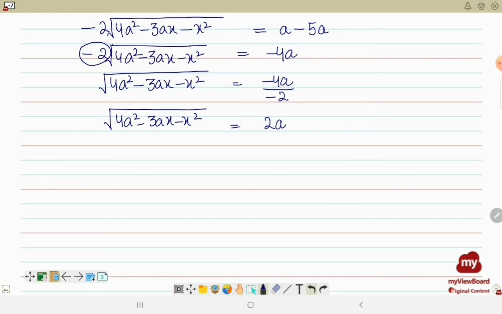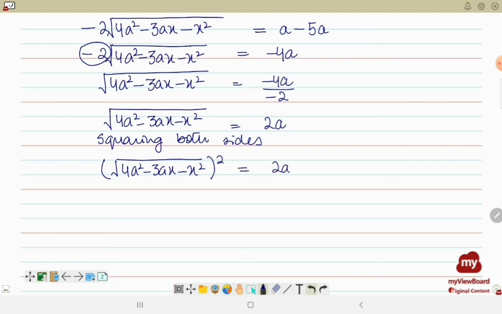Now we are just having one radical sign on this side. So how will we remove it? We'll again take the square on both sides. Squaring both, x square whole square, and on the right hand side too, we'll take the square on both sides. Square will get cancelled by the root, and we are having 4a square minus 3ax minus x square, and it will also become 4a square.